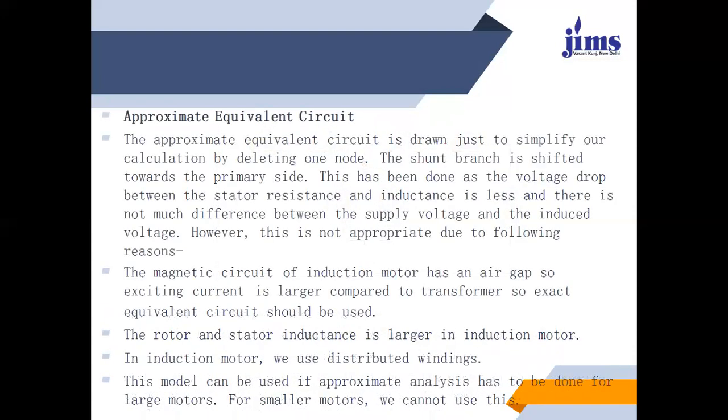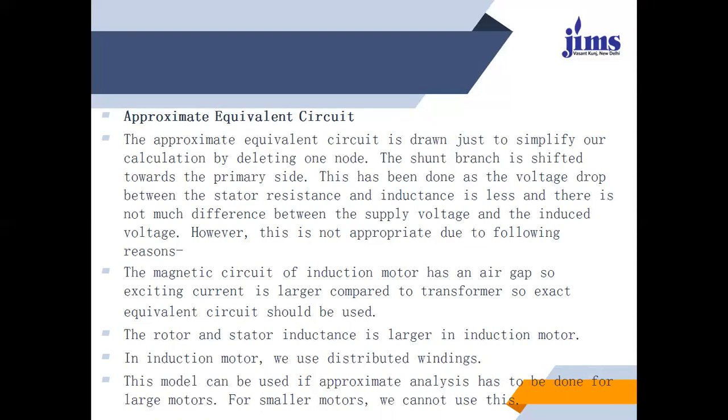Now the approximate equivalent circuit of the machine. The approximate equivalent circuit is drawn just to simplify our calculation by deleting one node. The shunt branch is shifted towards the primary side. This is done because the voltage drop across the stator resistance and inductance is small, and there is not much difference between the supply voltage and the induced voltage. However, this is not always appropriate, for the following reasons.